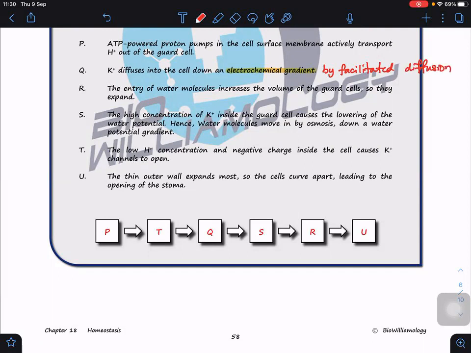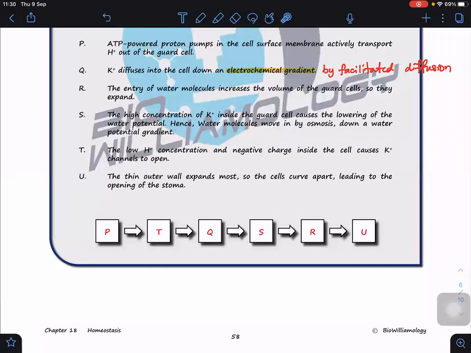Okay, down the electrochemical gradients. Then what will happen here next? Because of the K plus, the high concentration of K plus inside the guard cell causes the lowering of the water potential. Now be careful. In our syllabus, you just need to mention that the high concentration of K plus inside the guard cell lowers the water potential. But in the actual case, the presence of the K plus will trigger a series of reactions.